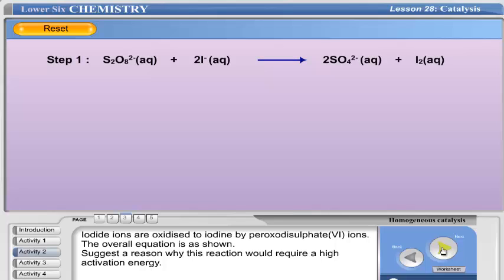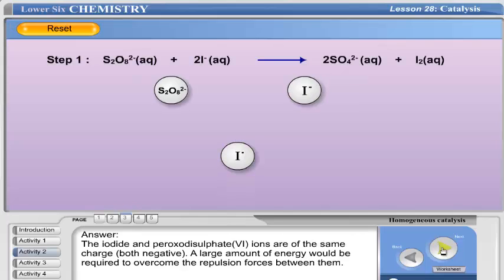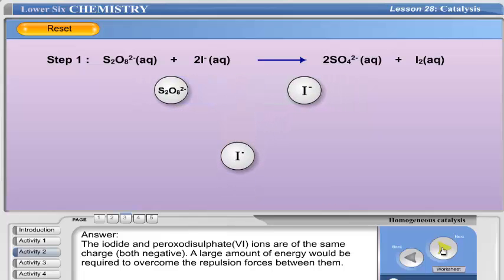Iodide ions are oxidized to iodine by peroxodisulfate(VI) ions. The overall equation is as shown. Suggest a reason why this reaction would require a high activation energy. Answer: the iodide and peroxodisulfate(VI) ions are of the same charge, both negative. A large amount of energy would be required to overcome the repulsion forces between them.